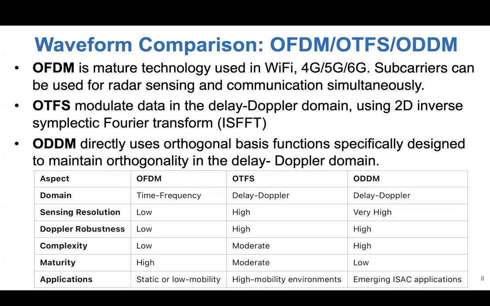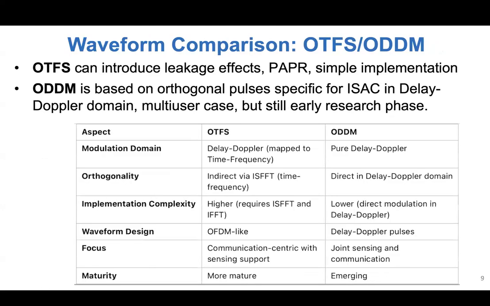OFDM is widely used, but has low frequency. OTFS is a straightforward development, but has too much side lobe. It works for the delay-Doppler domain. But ODDM is still premature, and also the complexity is high. So this is basically a comparison.